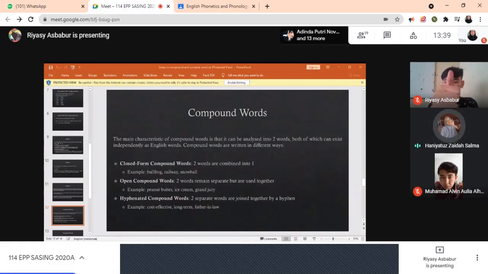The second is compound adjectives. In compound adjectives, the most stress is placed on the stressed syllable of the second word. For example, 10-meter, rock solid, 15-minute, old-fashioned.